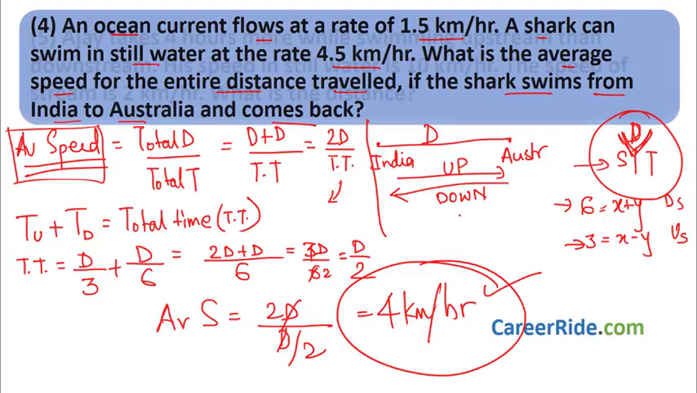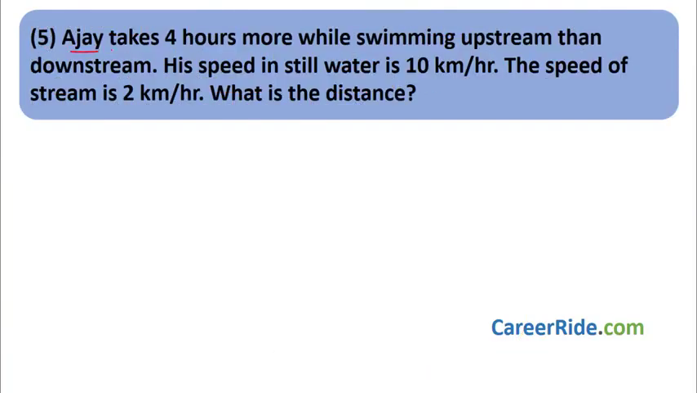Moving on. Question number 5. Ajay takes 4 hours more while swimming upstream than downstream. His speed in still water is 10 kilometers per hour. The speed of the stream is 2 kilometers per hour. What is the distance? Again, it is a speed, distance, time sum, but boats and streams are there.